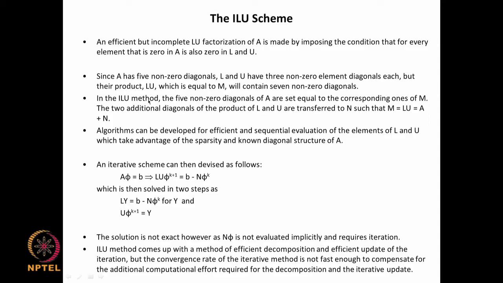Okay. So in the incomplete LU method, the 5 non-zero diagonals of A are set equal to the corresponding ones in M, so that M is equal to LU equal to A plus N. The 2 extra diagonals are put into N. Okay. So you can develop algorithms for efficient and sequential evaluation of elements of L and U with these conditions, and which take advantage of the sparsity and known diagonal structure of A. So that is the key to decomposition of A into M and N, where M is the incomplete LU decomposition.